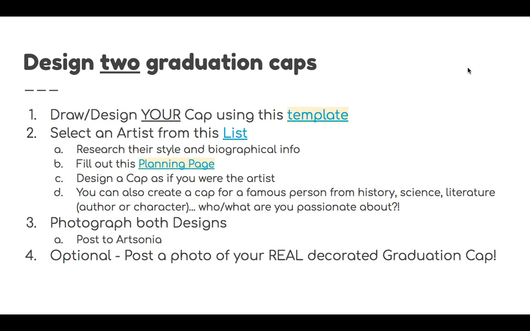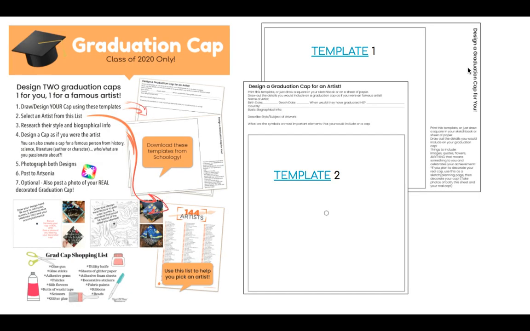Okay. And then at the end of course, we would photograph both designs and post them to Artsonia. Optional, you can also post a photo of your real decorated graduation cap. So even if you do something crazy on paper that you are not really going to do in real life, that's fine. You can use the paper version as like a planning page, and then whatever you end up doing for your real piece, your real cap.